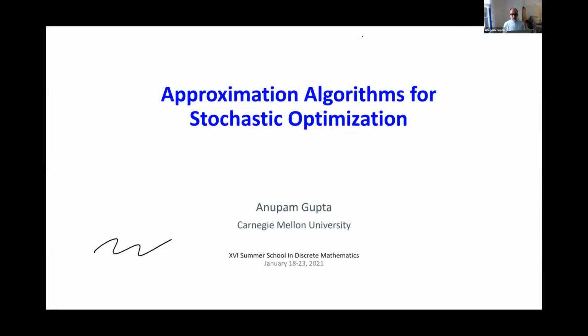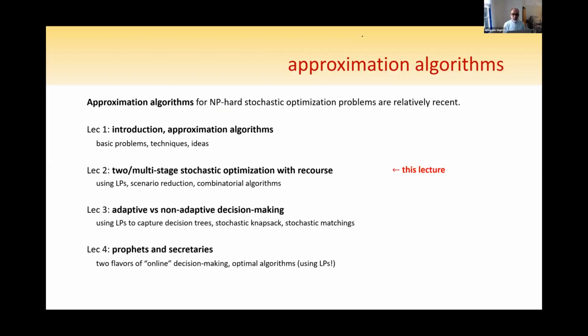Today we'll be talking about the second lecture on these approximation algorithms for stochastic optimization. In the previous lecture, you saw a basic introduction to approximations, and it was a bit quick, but hopefully you've got a sense of what the ideas are and how to use linear programming and various other basic techniques, and some of the jargon as well, because there is some jargon, and I do tend to use the jargon. So if you feel confused, do ask.